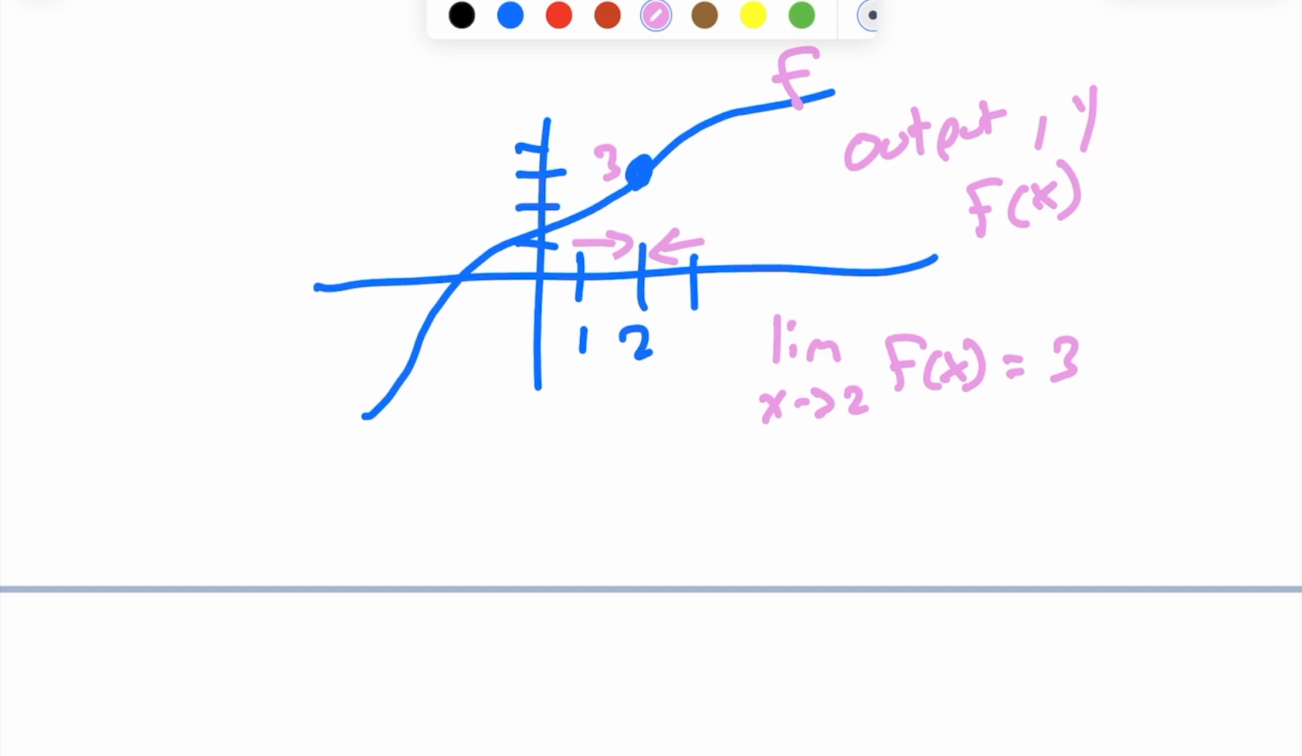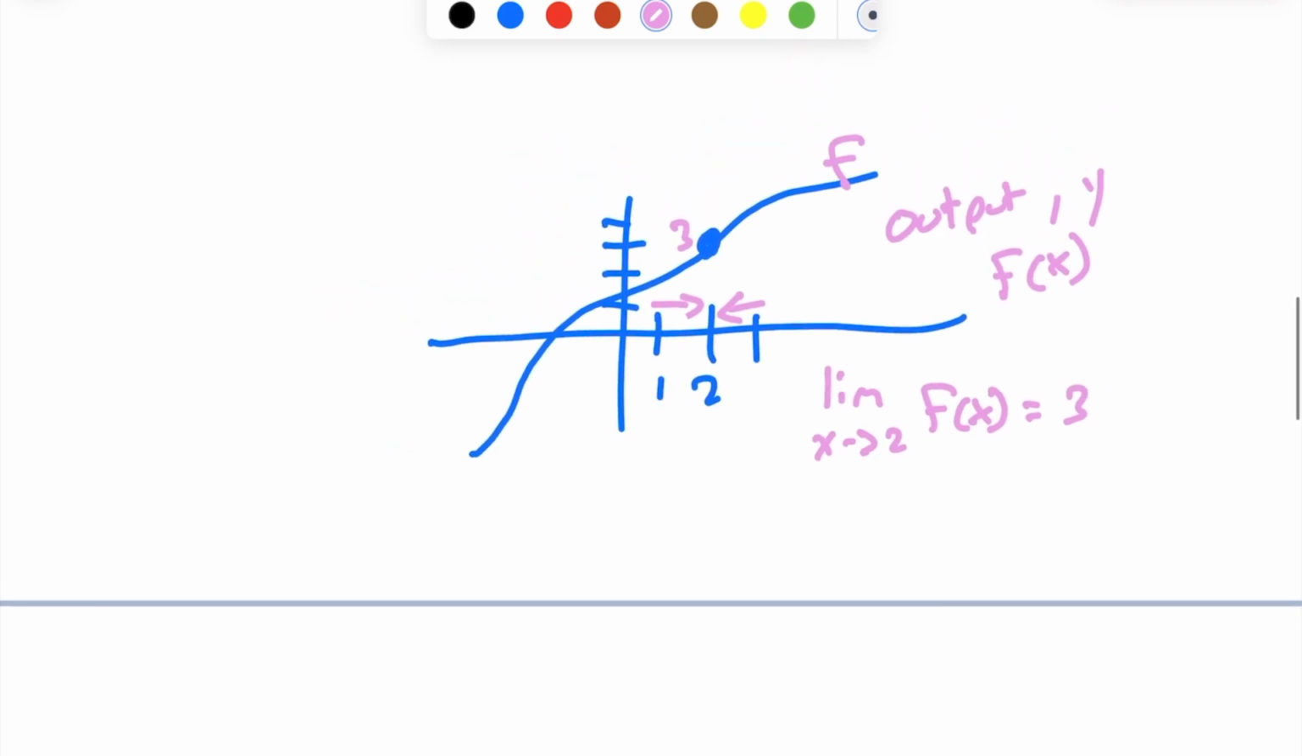Now, limits are way deeper than that, because this was easy. We didn't need any new concept or a new idea of calculus to be able to understand that as our x is approaching the number 2, our y is coming to 3. That's not a big deal. But where calculus really gets interesting, and this whole idea of limits really gets interesting, is whenever maybe we don't have a value that exists at 2.